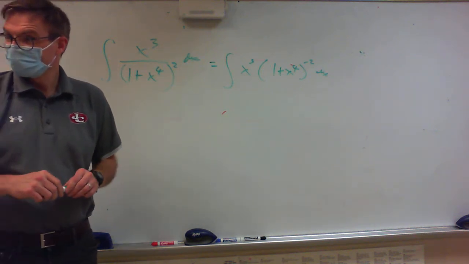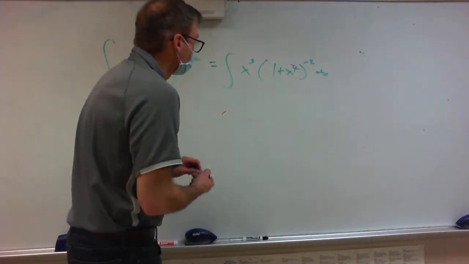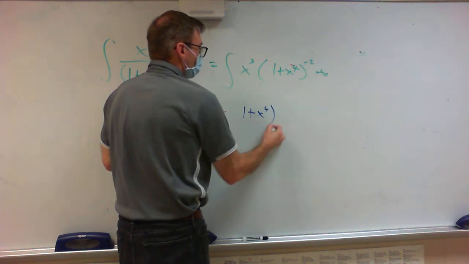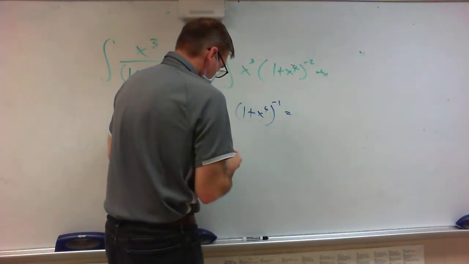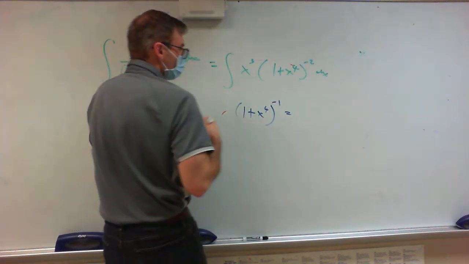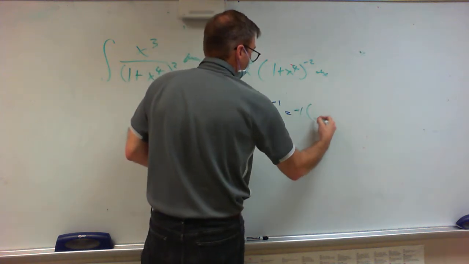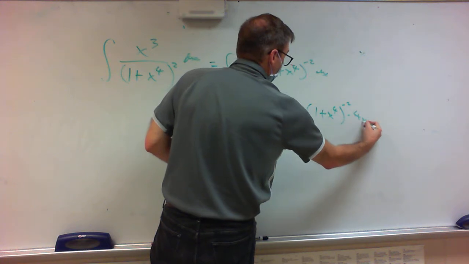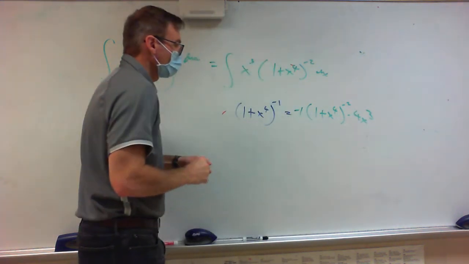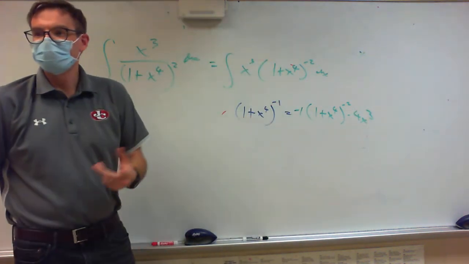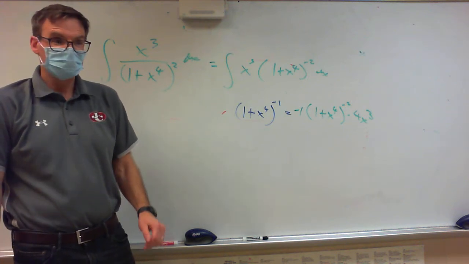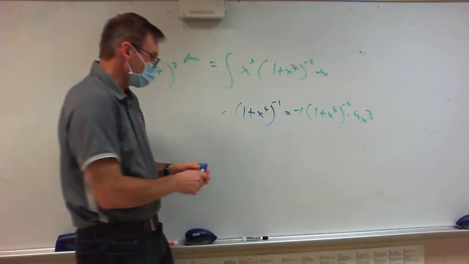Everybody got an answer? All right, so my guess is going to be 1 plus x to the 4th to the -1. When I take the derivative of this, I get -1 times 1 plus x to the 4th to the -2 times 4x cubed. When I compare, what do I need to do to fix it? Divide by -4. Was that easy? We divide by -4.